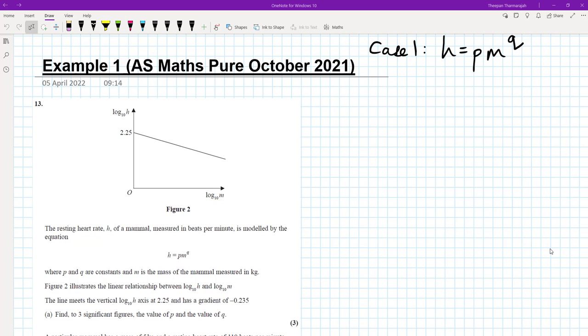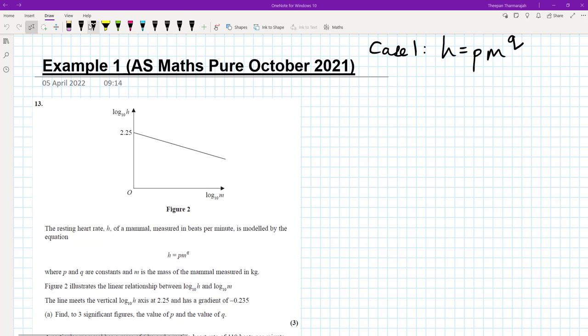The resting heart rate h of a mammal measured in beats per minute is modelled by the equation h equals p times m to the power of q, where p and q are constants and m is the mass of the mammal measured in kilograms. Figure 2 illustrates the linear relationship between log h and log m. The line meets the vertical log h axis at 2.25, meaning that's the y-intercept, and the gradient of minus 0.235. Find to three significant figures the value of p and the value of q.